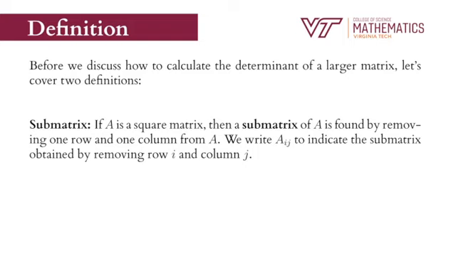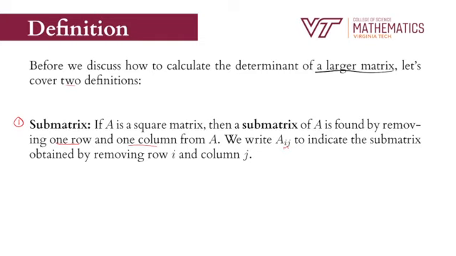In order to do some algebra with this, we would like to go beyond just 2 dimensions, though. We would like to be able to calculate the determinant of a larger matrix. And so we're going to cover some definitions. There are 2 definitions. One of them is on this slide, and then one of them is going to be in a couple of slides. A submatrix. If A is a square matrix, then a submatrix is found by removing 1 row and 1 column from A. And we use the little subscripts to indicate which row and column we have removed.